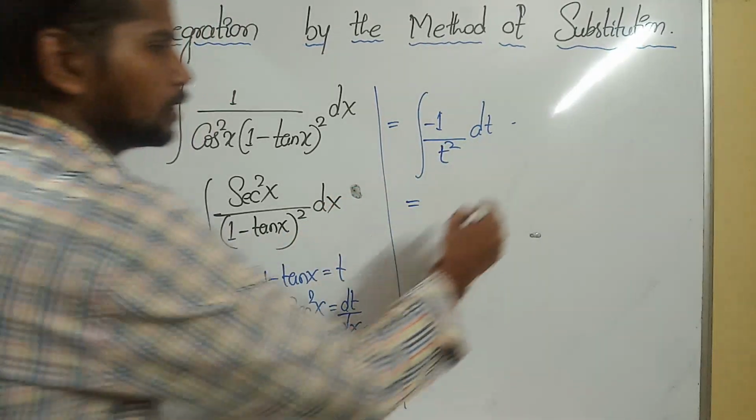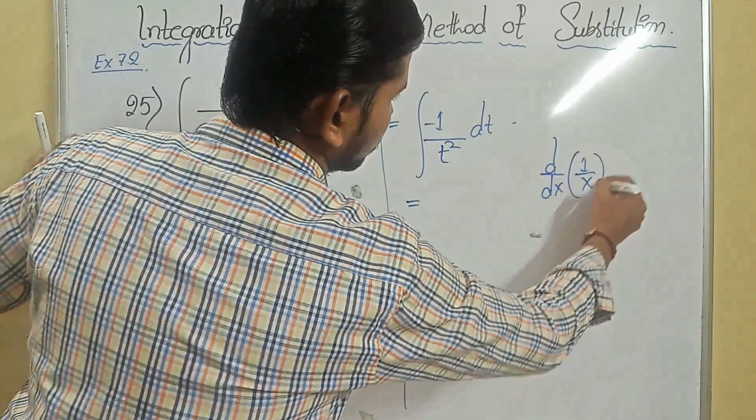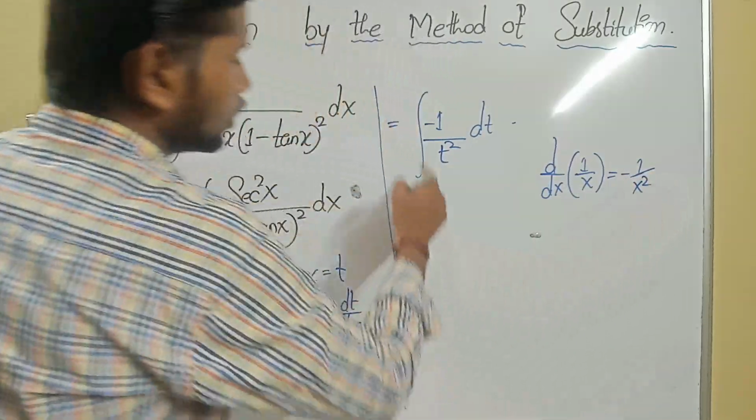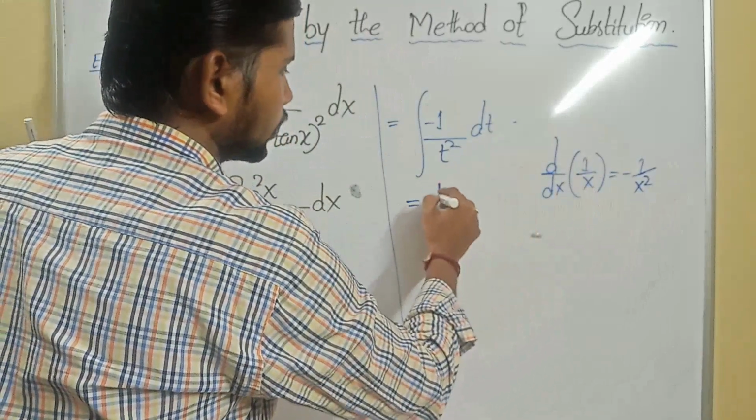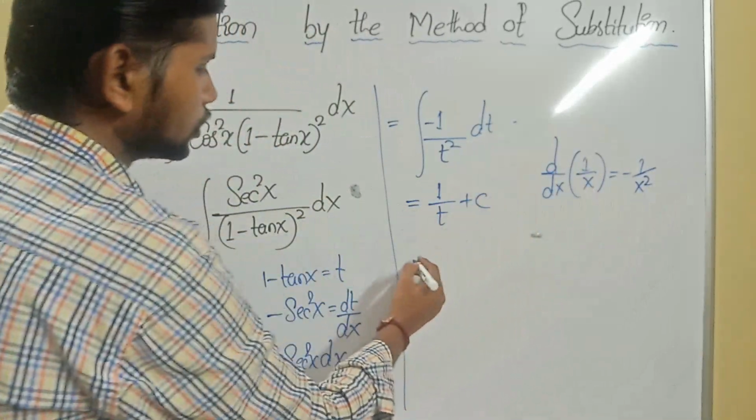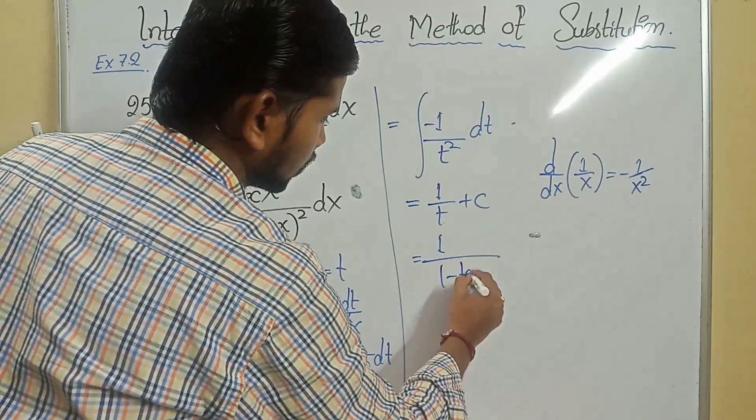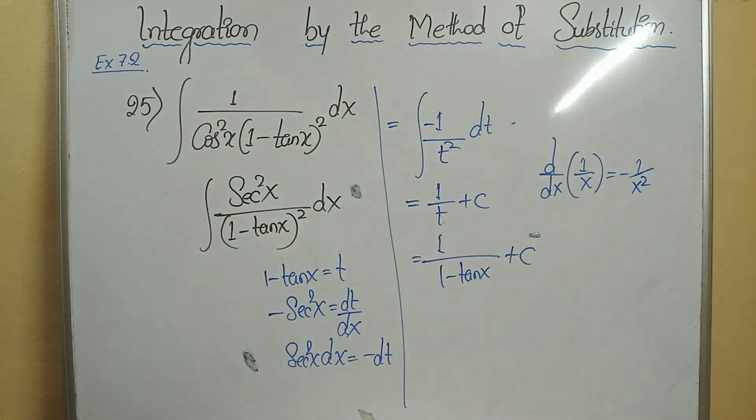What is d by dx of 1 by x? It is minus 1 by x square, means minus 1 by t square. The integral of this function will be 1 by x. This will be 1 divided by t plus c. 1 divided by the t value. What's the t value? 1 minus tan of x plus c. We got the required result.